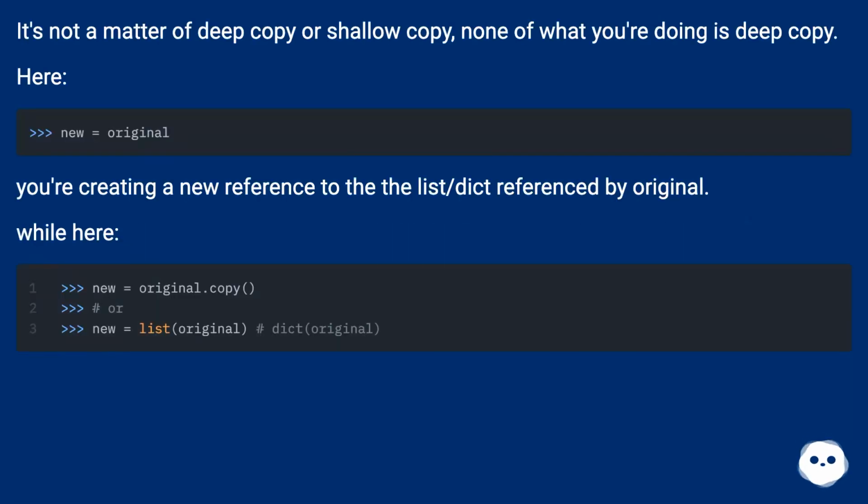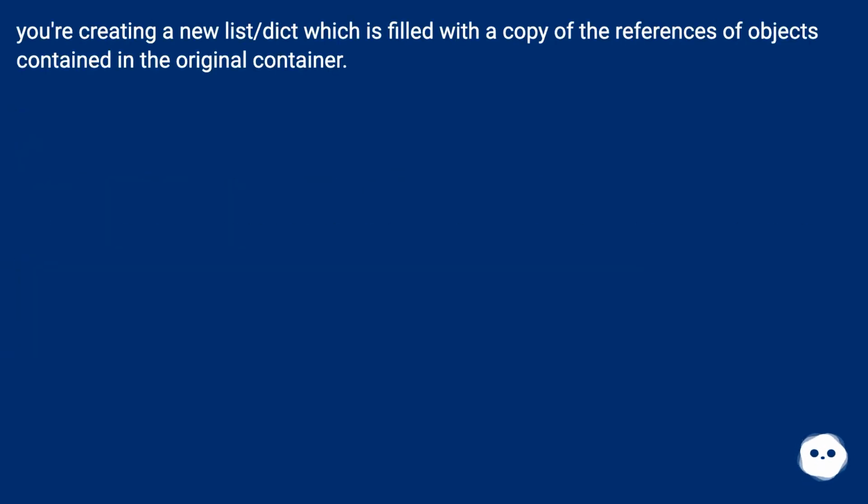It's not a matter of deep copy or shallow copy, none of what you're doing is a deep copy. Here, you're creating a new reference to the list/dict referenced by original. While here, you're creating a new list/dict which is filled with a copy of the references of objects contained in the original container.